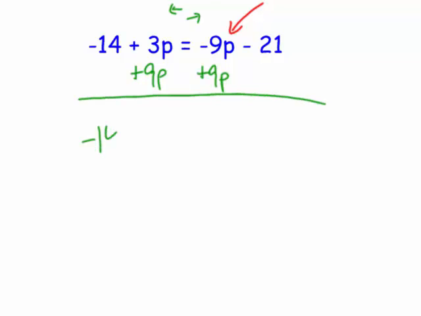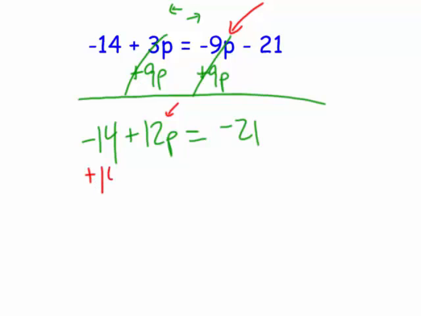So bring my negative 14, didn't touch it, 3p plus 9p is 12p equals, well, those canceled, that's why I added the 9p, right? And then I got my negative 21. And now we want to get our p by itself. Well, I can't divide the 12 yet because it's connected here. We kind of work backwards with our order of operations. So I got to move this negative 14. So to get rid of a negative, we do the inverse, which is a positive 14 or add 14.